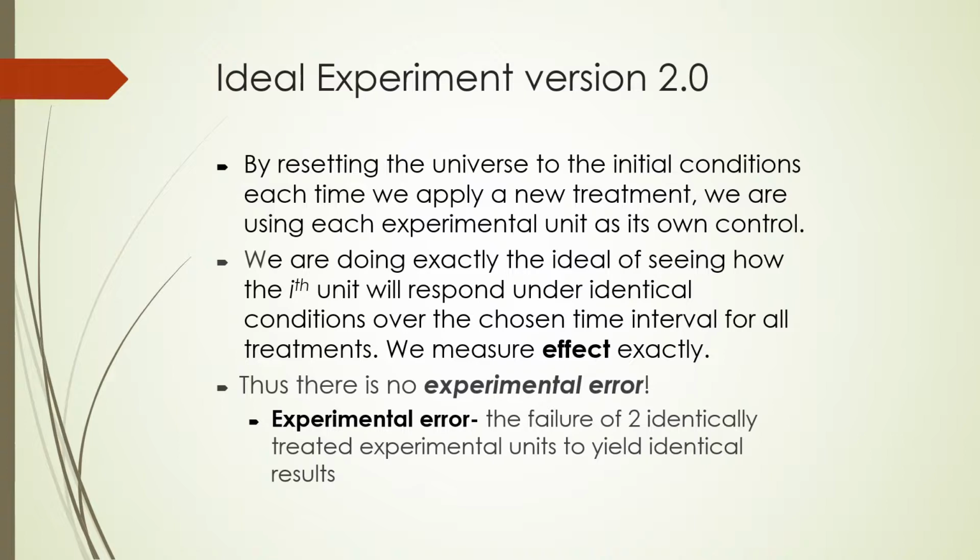So we are doing exactly the idea of seeing how the ith unit, in this case person, will respond under identical conditions over the chosen time interval for all treatments. So we measure effect size exactly. There's no experimental error. And by experimental error, we refer to the failure of two identically treated experimental units to yield identical results. So in most experiments, not every experimental unit is going to respond to the treatment exactly, and therefore that variation can sometimes preclude our ability to see an effect. In this case, we don't have to worry about it because we're using the same individual through the same time period.